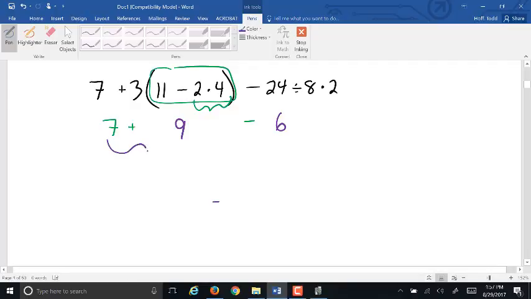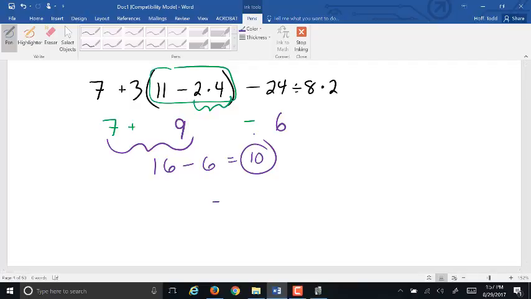Then we have addition and subtraction. 7 plus 9, 16 minus 6 is 10. How many of you had 10 for that one? Anybody have questions as to how we got there? It's just a matter of being very careful and following the steps and looking through it. This takes some practice.